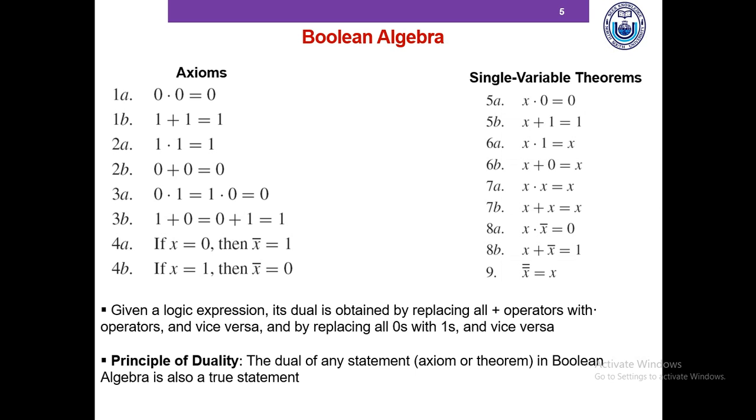Duality also means you don't have to remember all of these theorems. Let's say you forget that x plus 1 is equal to 1, but you remember that x and 0 is equal to 0. You can just dual this statement. By dualing, I mean replacing the AND with OR, that is plus, and replacing all the zeros with 1. Then you end up with 5b. So duality also gives us a way to easily remember the single variable theorems and the axioms.